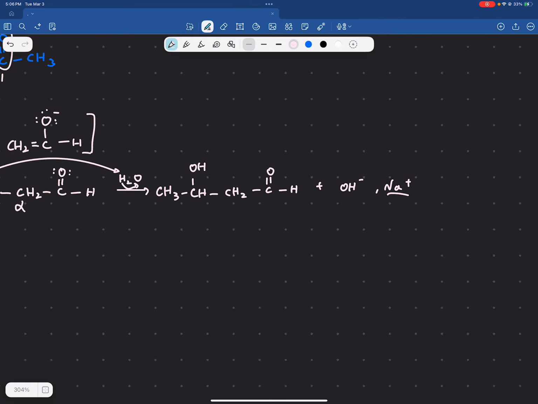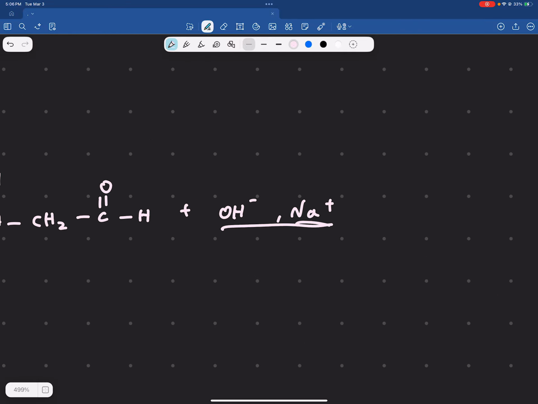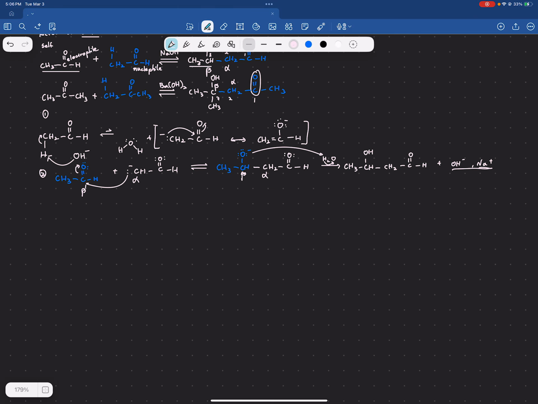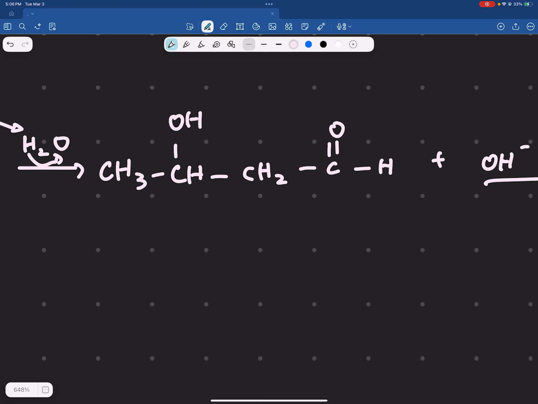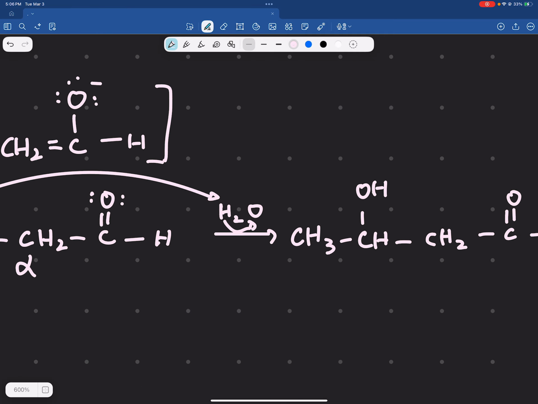Or whatever. I think we use sodium up here, yeah. So, and our base product. So the base is now consumed and it acts as a catalyst in our Aldol reaction. This is technically the third step here. It's a separate step.